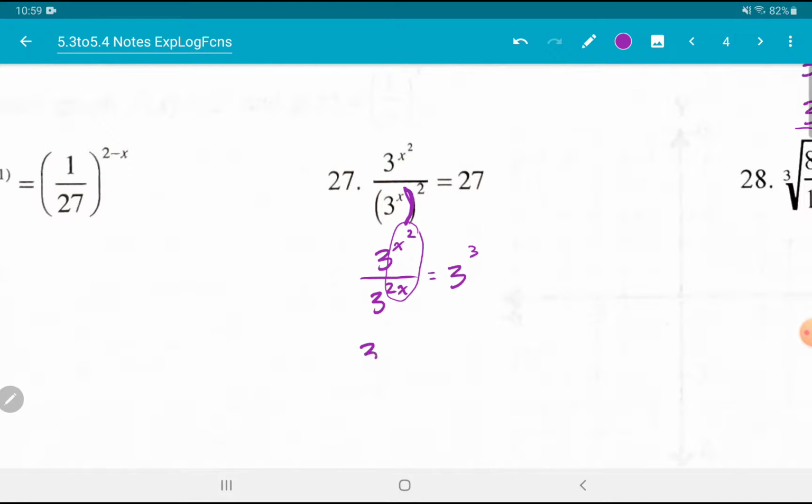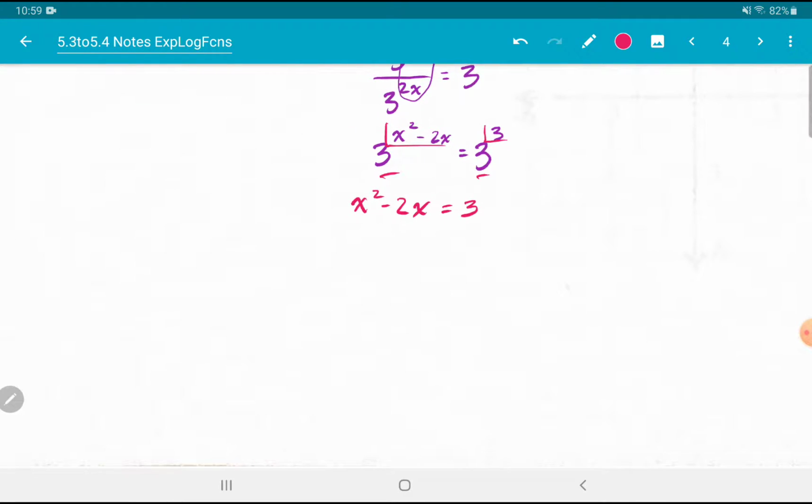So what do we get? We have 3 to the power of x squared minus 2x equals 3 to the power of 3. Again, same base, meaning that if the bases are the same, then so are the exponents. So that means that x squared minus 2x is equal to 3. Oh, that looks like a quadratic.